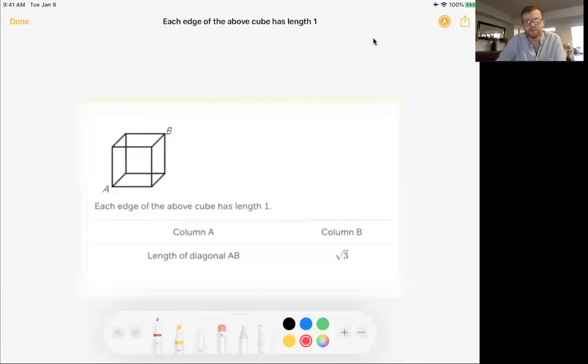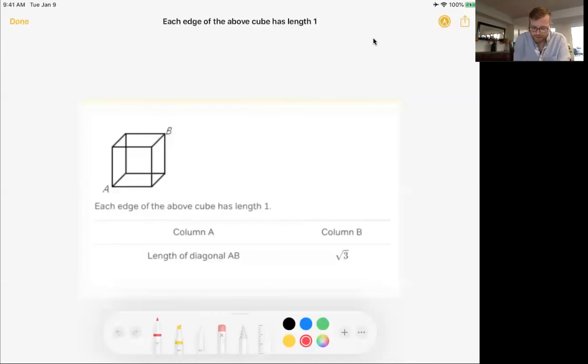Okay, I'm going to assume that you gave it a shot. I'm going to walk you through it really quickly. One of the reasons why this problem is great is because it touches on this concept of special right triangles and also the Pythagorean theorem. So let me show you.